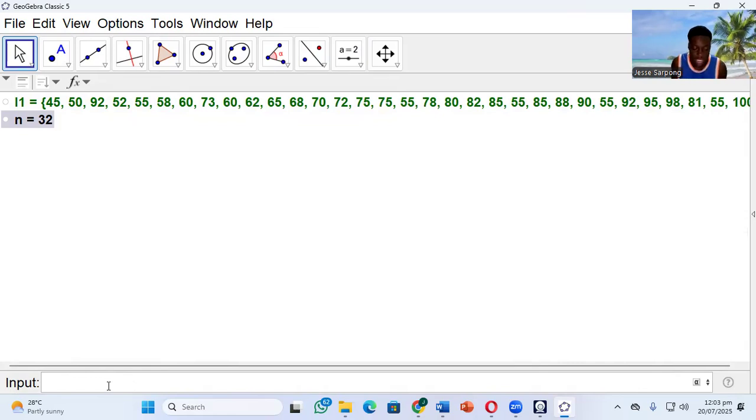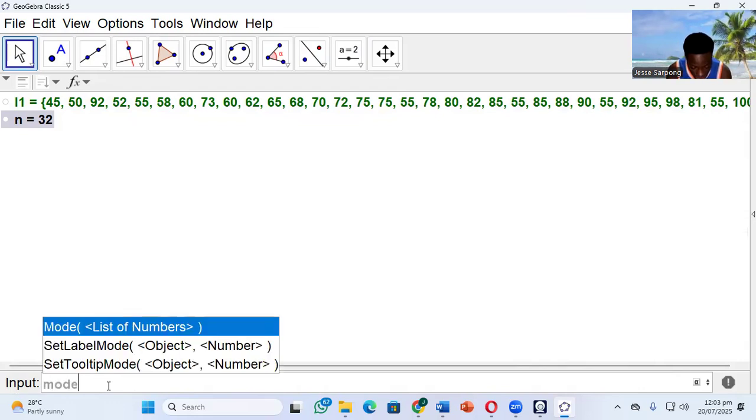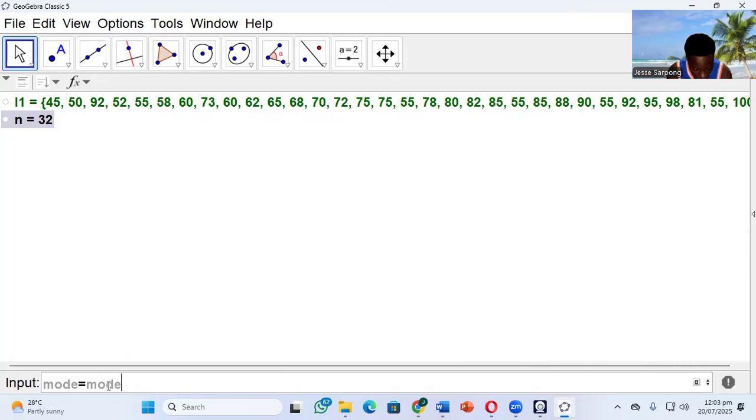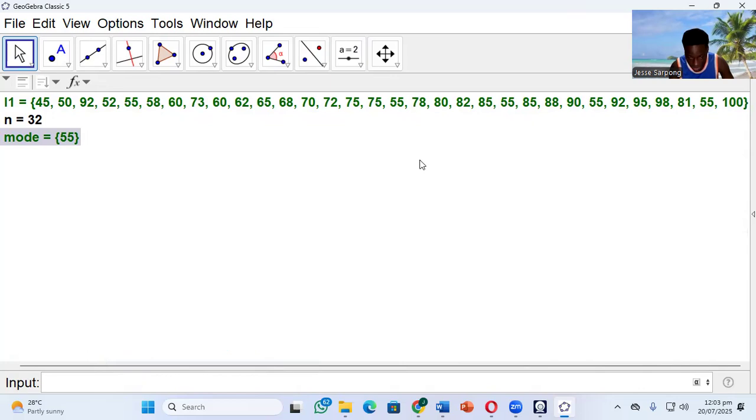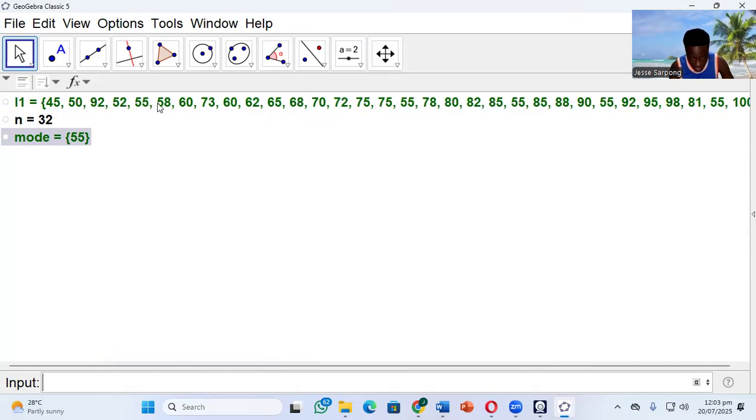You can also find the mode using GeoGebra. So we all know that the mode is the most occurring number. So mode is equal to mode of the list of numbers. L1 is the list of numbers. So our mode is 55. This is telling us that the most occurring number here is 55. You can see 55 occurring: 1 here, 2, 3, 4, 5. It appears 5 times. So 55 is the most occurring number.